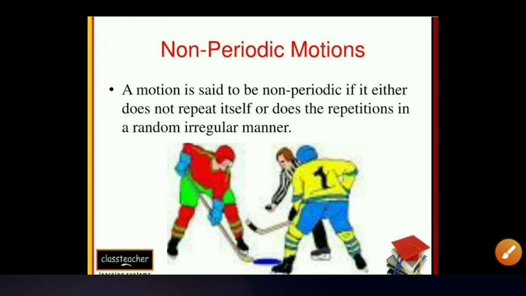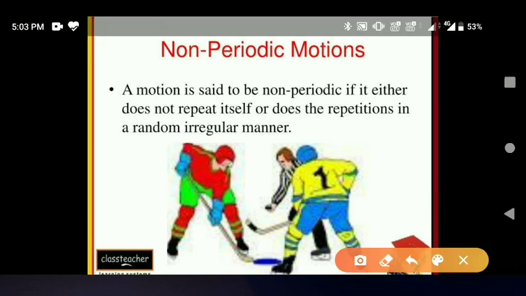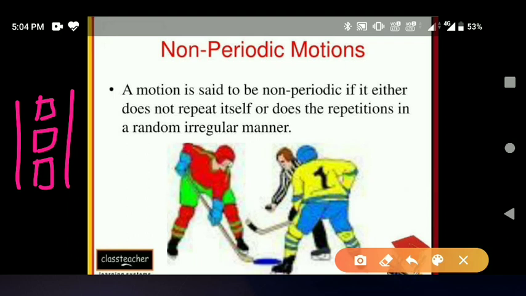Next is non-periodic motion. If a body does not repeat its motion after a regular interval of time, its motion is called non-periodic motion. A car moving on a busy road is an example of non-periodic motion, because it moves on the road according to traffic. Here the speed and time are different, so we can say this is an example of non-periodic motion.